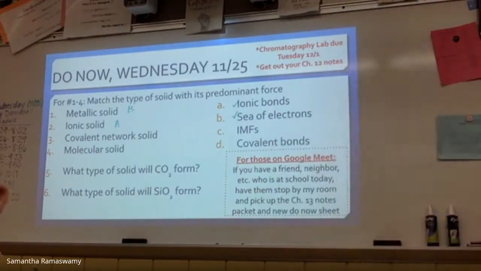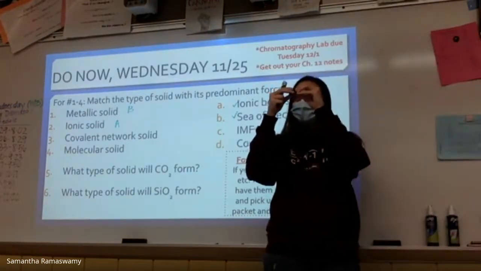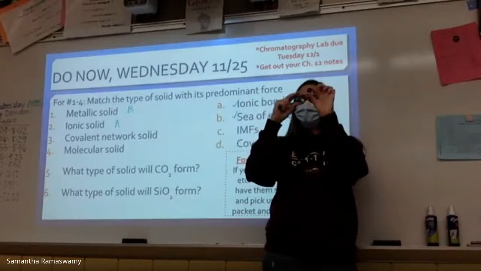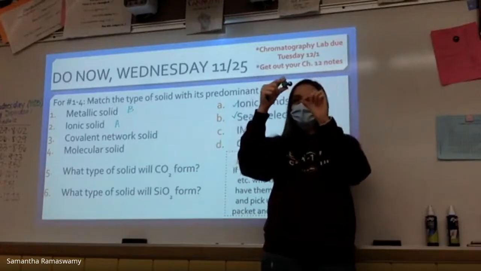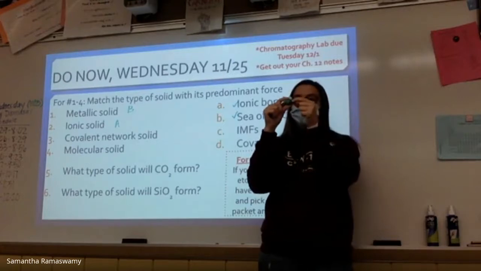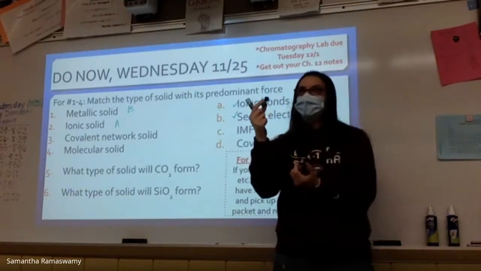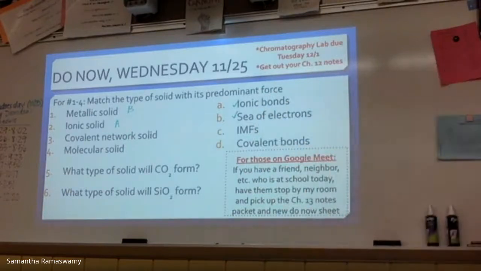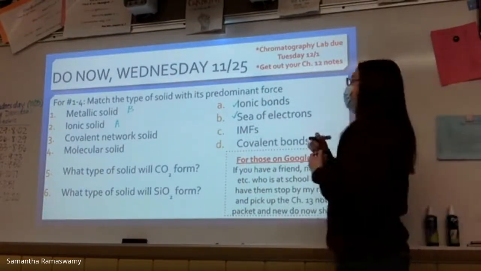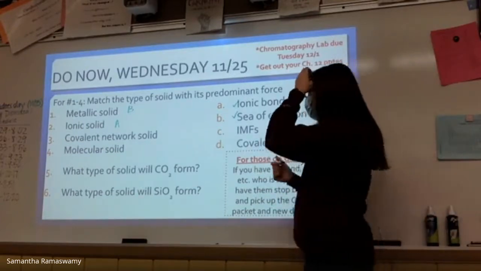So for example, I had the NaCl like magnets. So these are really strong magnets. I have Na plus, Cl minus. That attraction is an ionic bond. And so if I put a lot of these NaCls together, it would form a crystal lattice. So ionic solids exist in crystal lattices held together with the electrostatic attraction of ionic bonds.